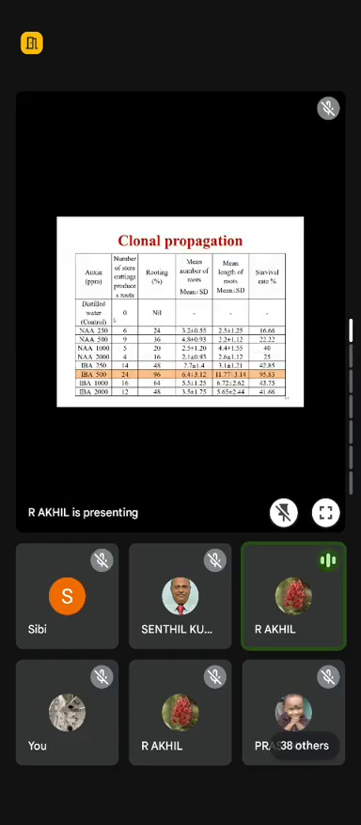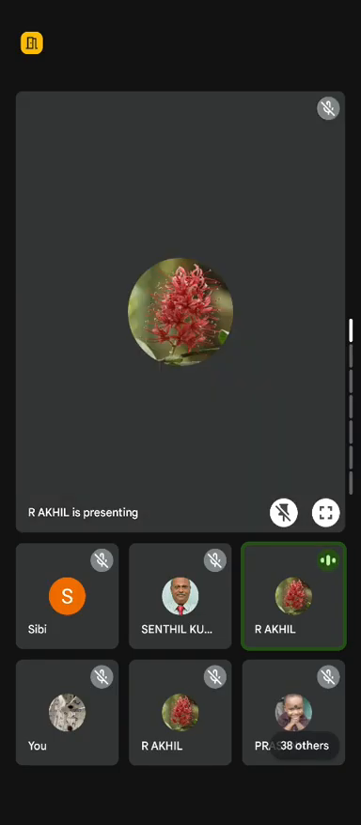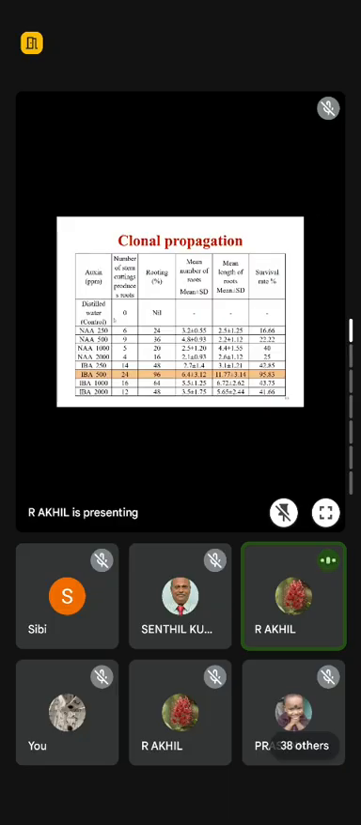Clonal propagation, that is rooting experiments with the help of rooting hormones such as NAA and IBA, was carried out. Different concentrations of NAA and IBA were tested, and IBA at 500 parts per million gave the best response. 95.83 percent of such clones survived in the habitat.